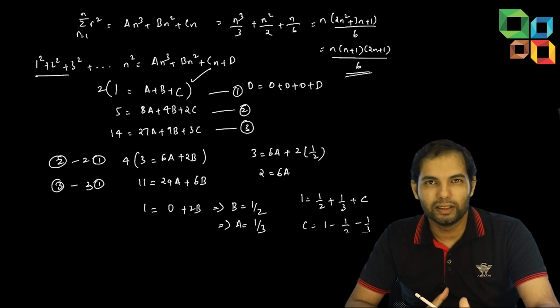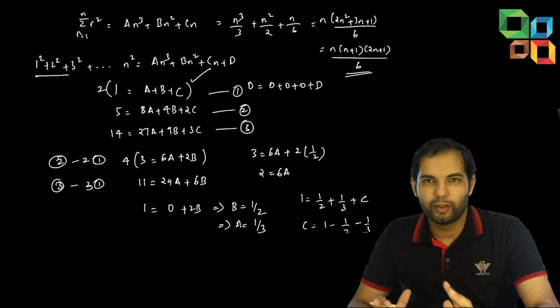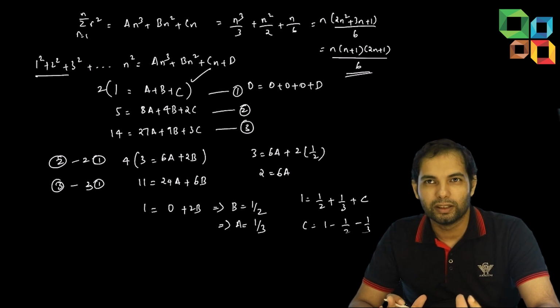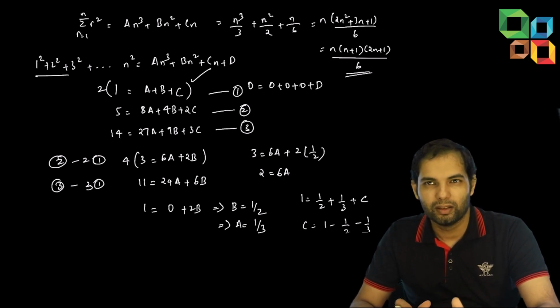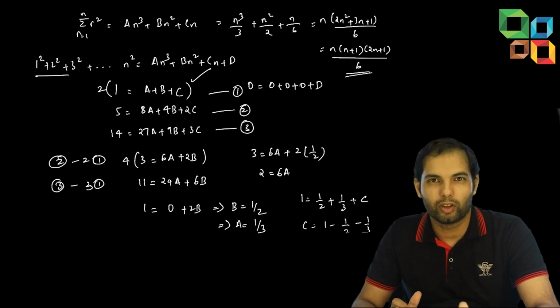This is one of the methods. There's another method of differences also you can try, by writing n cube minus n minus 1 whole cube. It's not required as of now. I just wanted to pitch in a simpler way, so that you can put values and figure out the formula.